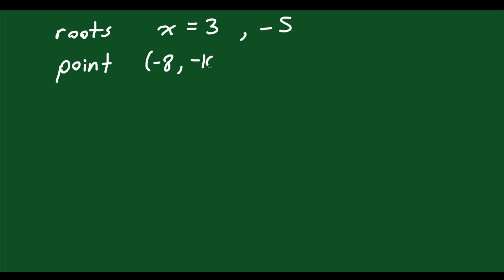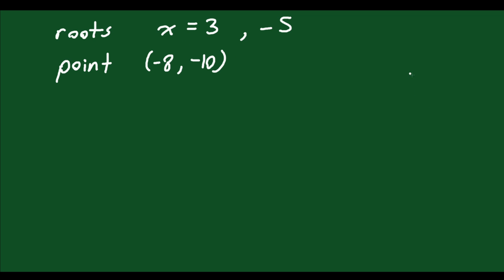How would we find the equation of a quadratic function if we're simply given the roots and a point, or the vertex? Well, let's look at some examples. Let's say I'm told that the roots of a function are x equals 3 and x equals -5. And I'm also told that we have a point on the function, and that point is (-8, -10). We don't know that this is the vertex or anything like that. We just know that this is a point on the function.